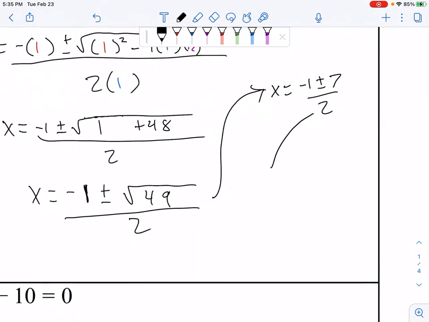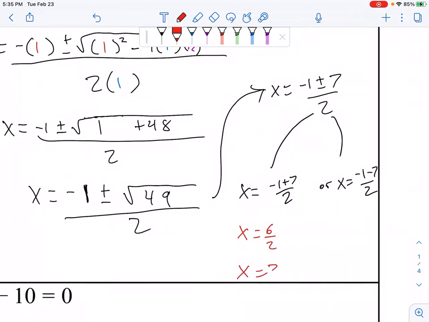And I'm going to split that up. I'm going to work that out over here. So x equals negative 1 plus 7 divided by 2, or x equals negative 1 minus 7 divided by 2. That plus or minus, right? So that plus tells me I could add 7. That minus tells me I could also subtract 7. When I work this out, x equals 6 over 2, so x equals 3. When I work my other one out, x equals negative 8 over 2, or x equals negative 4. And those are our 2 answers.